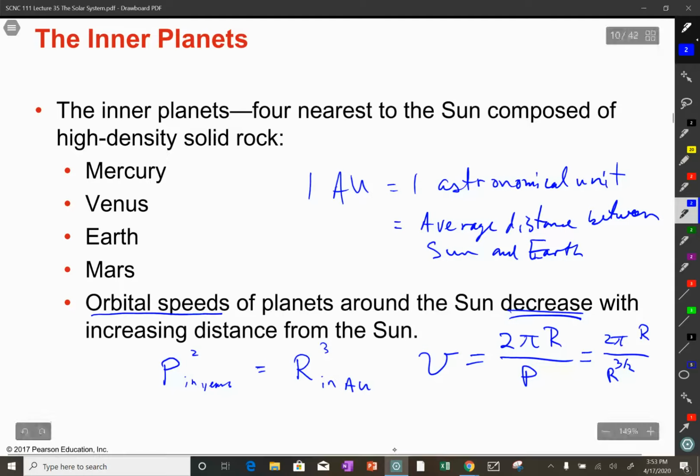Or in other words, equals 2 pi over the square root of r. Now the units there are kind of messed up, but as r gets bigger, the speed is going to decrease. And one of the things we're going to do in lab next week is look into this and see what the actual equation is.